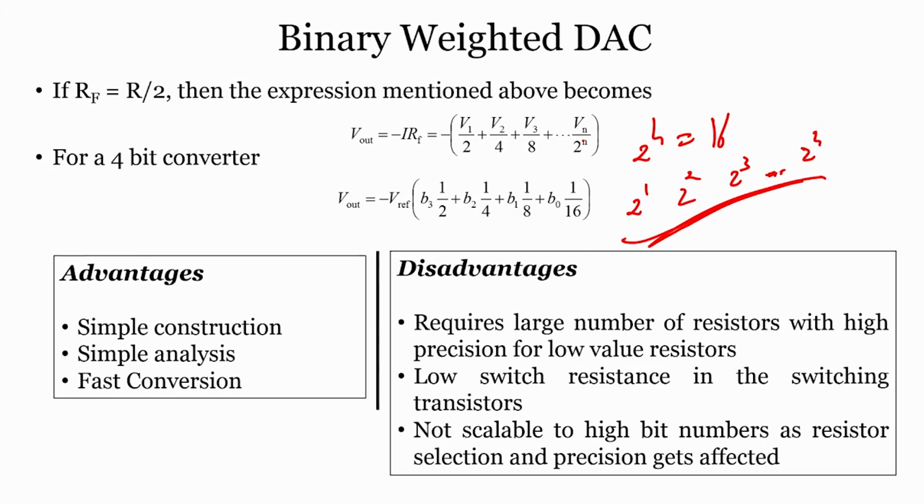The advantage here is that it is very simple in construction, very simple in analysis, and has very fast conversion. There are some limitations, though: it requires a large number of resistors with high precision for low value resistors. Low switching resistance is required in the switching transistor, and it is not scalable to high bit numbers, and resistor selection precision gets affected.